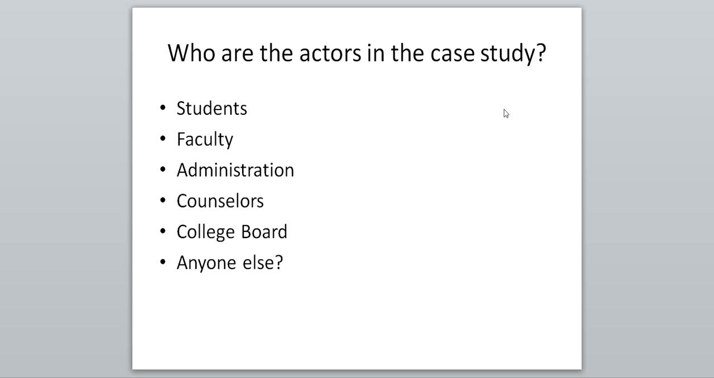So who are the actors in this case study? Well, I just mentioned a few. Obviously, the students, faculty, administration, and counselors. I put the College Board, and there could be other folks as well. So we're just going to look at the first four of these.